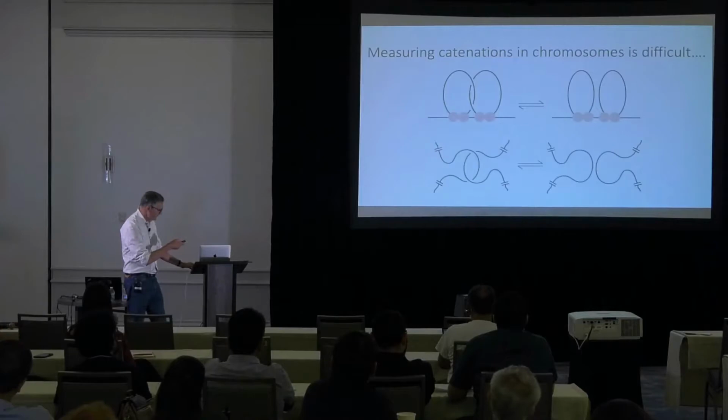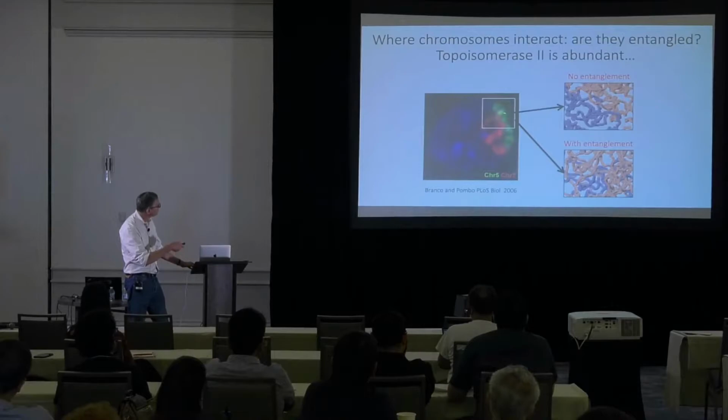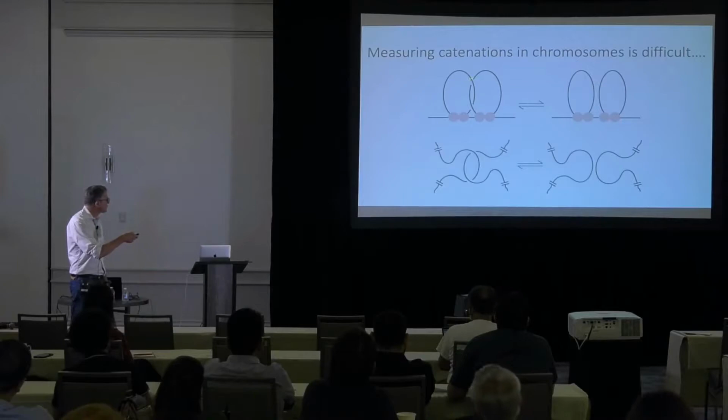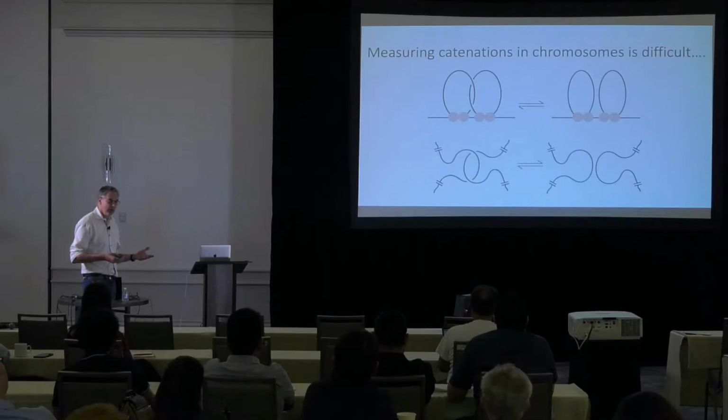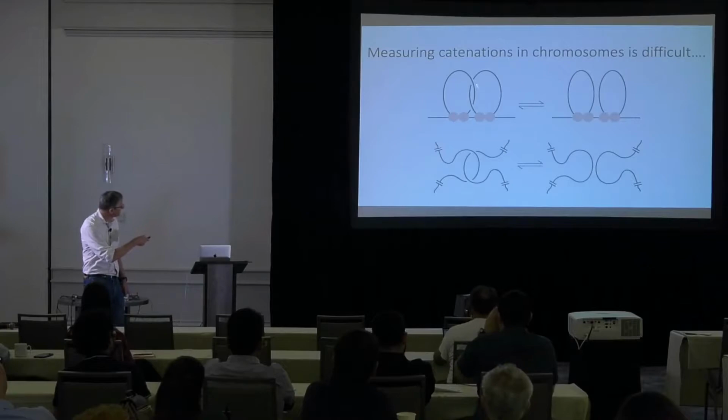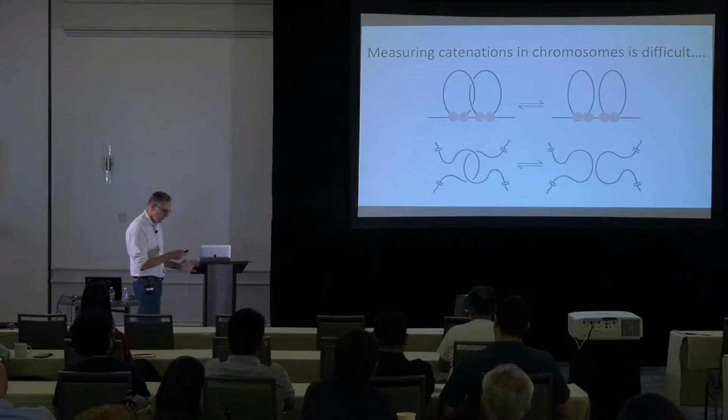To what extent do different chromosomes or different domains within one chromosome become topologically entangled? How can we measure that? It's difficult to measure because by Hi-C, for instance, I can measure one interaction or another interaction, but I wouldn't be able to tell whether there is a catenation or not. For a catenation, you need to know more about that interface than just a single point of contact. You need to have some more information. It's a global property of these molecules.